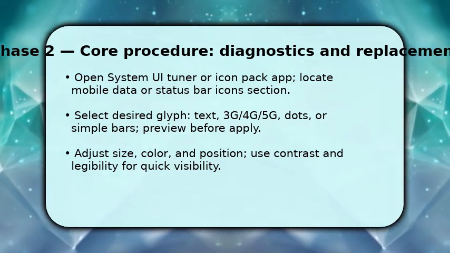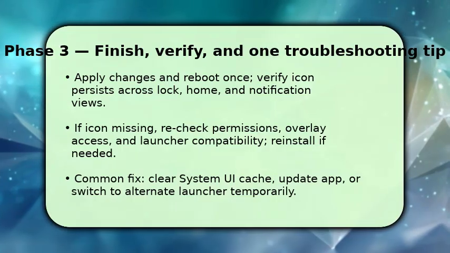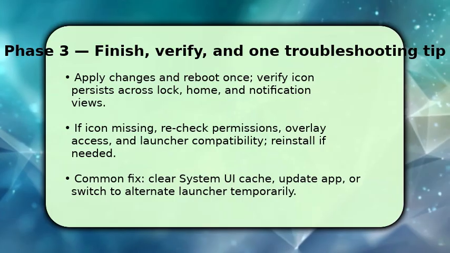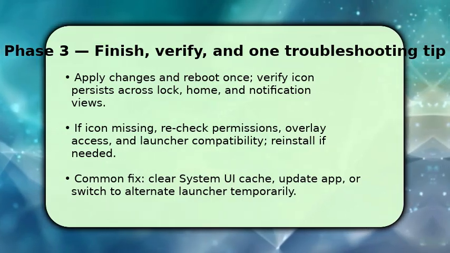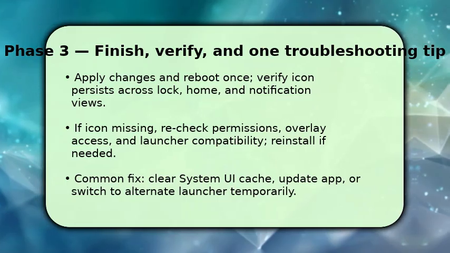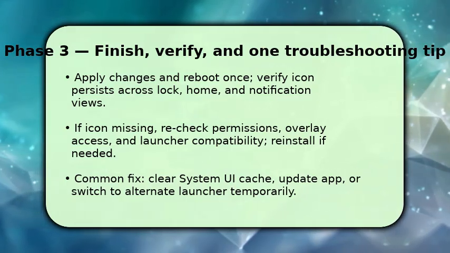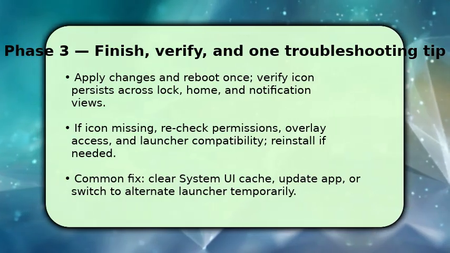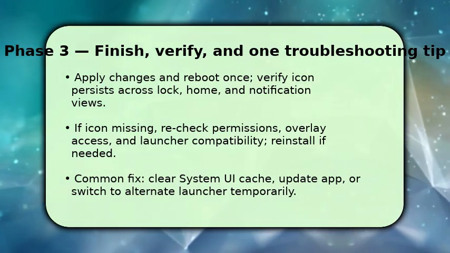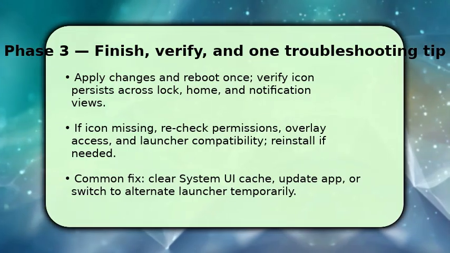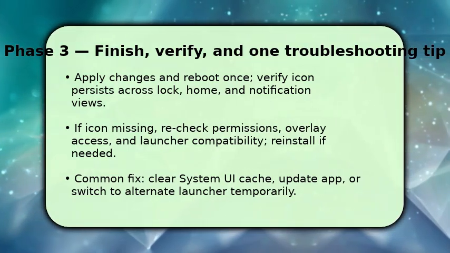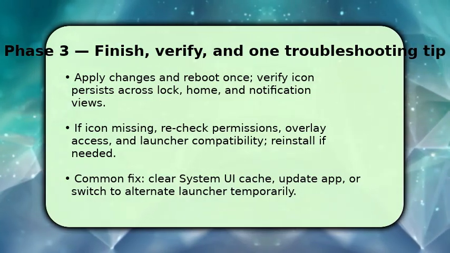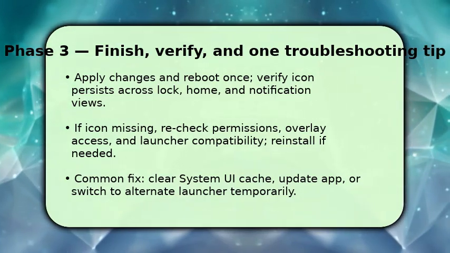You finish by applying changes and rebooting the device to ensure the icon persists across lock screen, home screen, and notifications. If the icon fails to appear, make sure the app has overlay and notification permissions, and confirm your launcher supports custom status icons. If problems continue, clear the system UI cache, update or reinstall the icon app, or try an alternate launcher briefly to isolate the issue. One key tip: always test after a reboot. That reveals permission or compatibility faults quickly.